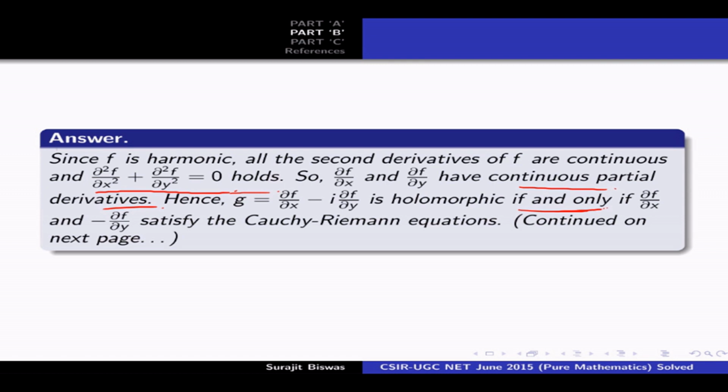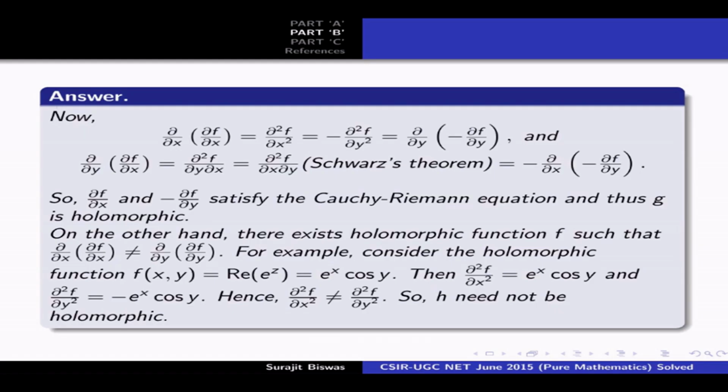Okay, so hence g equal to ∂f/∂x minus i ∂f/∂y is holomorphic if and only if ∂f/∂x and minus ∂f/∂y satisfy the Cauchy-Riemann equations. Now let's see. ∂/∂x of ∂f/∂x equals ∂²f/∂x², which equals minus ∂²f/∂y², and that equals ∂/∂y of minus ∂f/∂y. So one condition is valid.